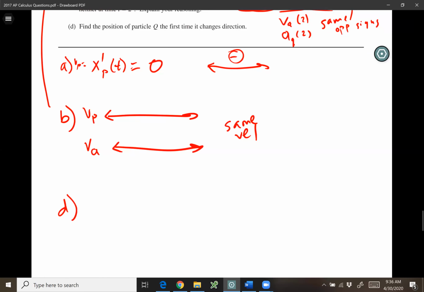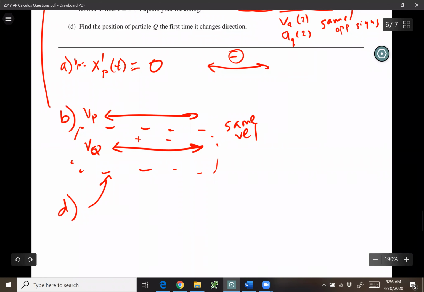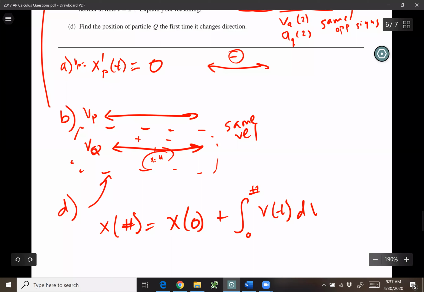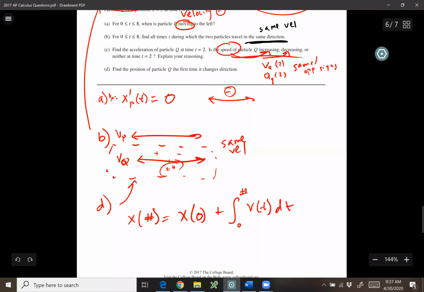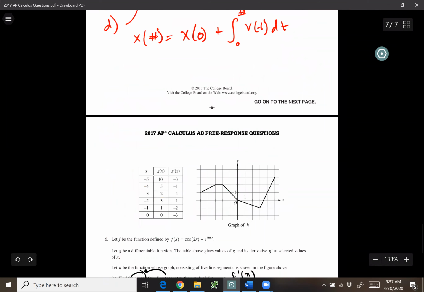Well, you should actually be able to do that from this number line that you had. Looking at that number line, the first time it changes from positive to negative or negative to positive, whatever value this was, that's going to be the first time it changes direction. Now we want x of that number equals, they gave us an x of 0 plus the integral from 0 to that number of v of t dt, right? That's how we would go back and find the position. So those are your hints on number 5.